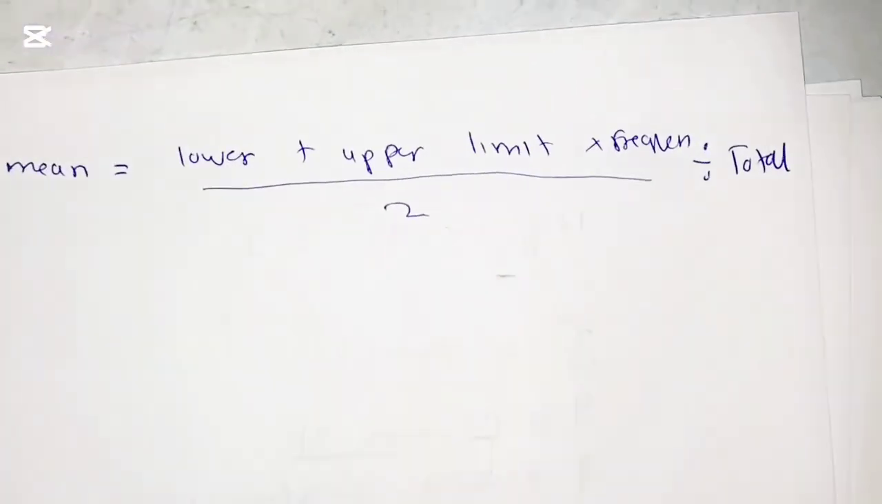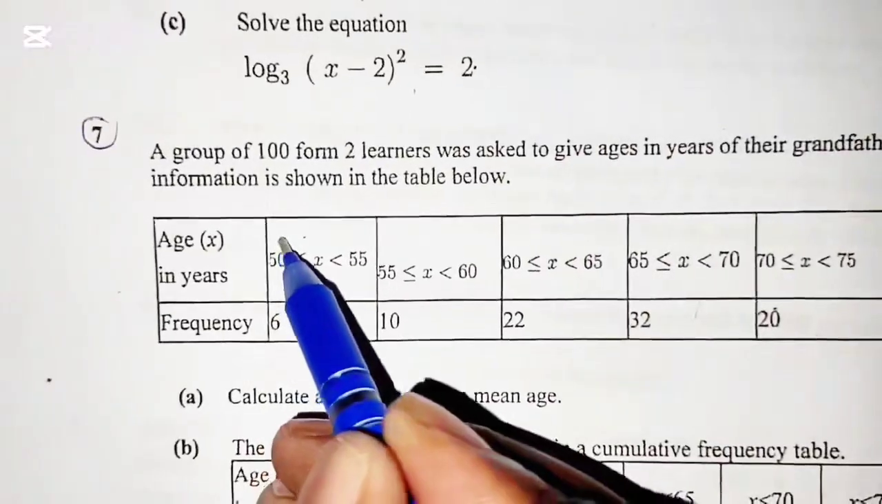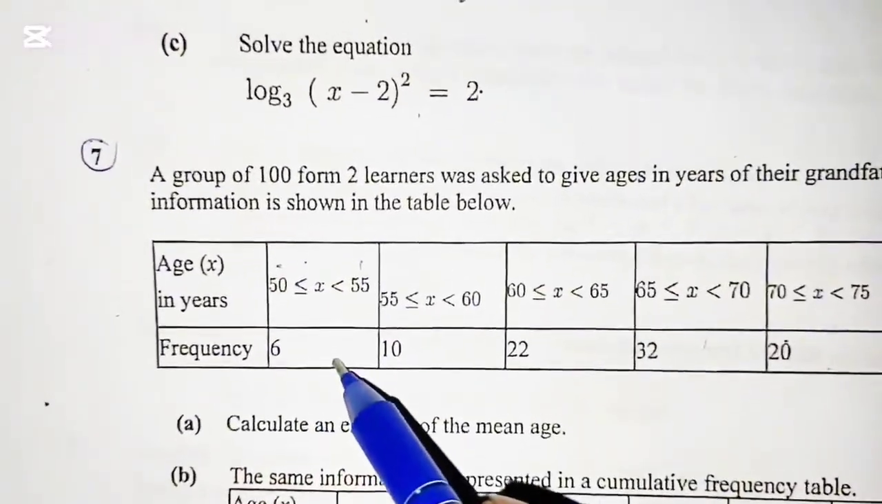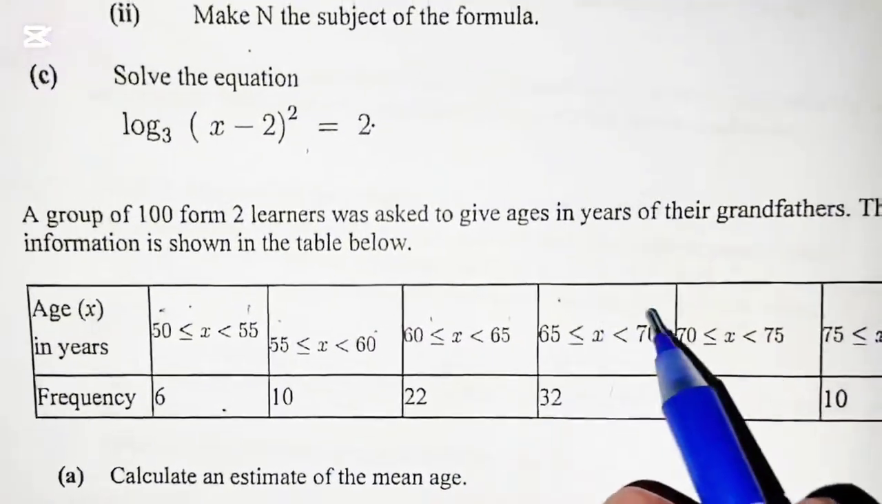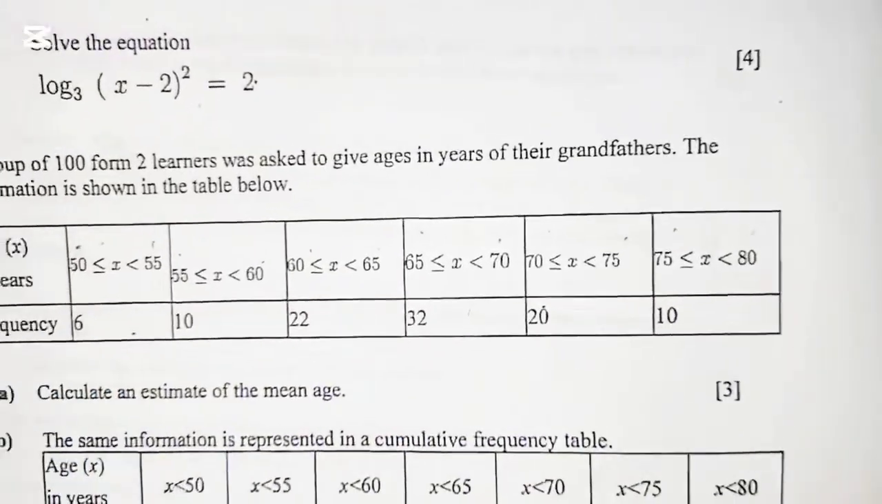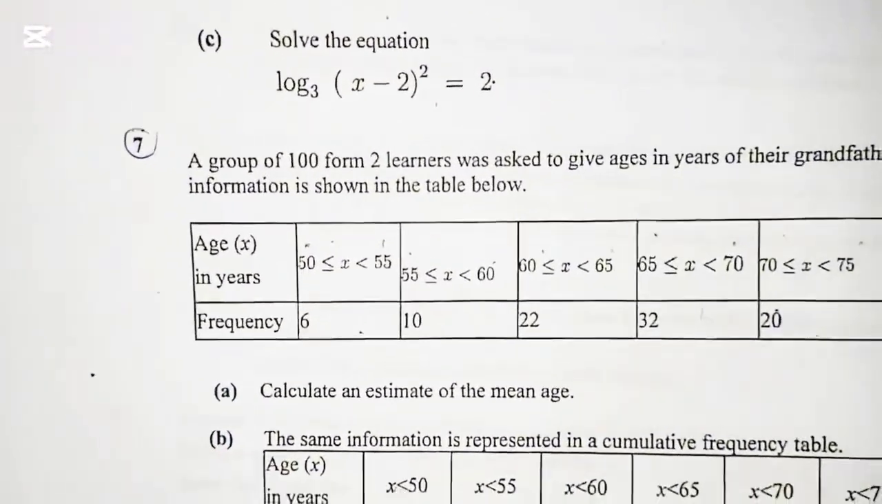So right here, let's look at this. This one right here is our lower limit. 50 is the lower limit, 55 is the upper limit. Then lower limit, upper limit, and so on, and these are the frequencies. On frequency, they might say number here. So frequency and number are one and the same thing.